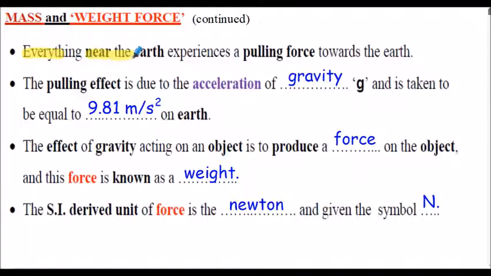Objects near the Earth experience a pulling force towards the Earth. This pulling effect is due to the acceleration of gravity, symbol g, and for calculation purposes it's considered to be equal to 9.81 meters per second squared on Earth. The effect of gravity acting on an object is to produce a force on the object, and this force is known as the weight, sometimes called the weight force. The SI derived unit of the force is the Newton, and given a symbol N.